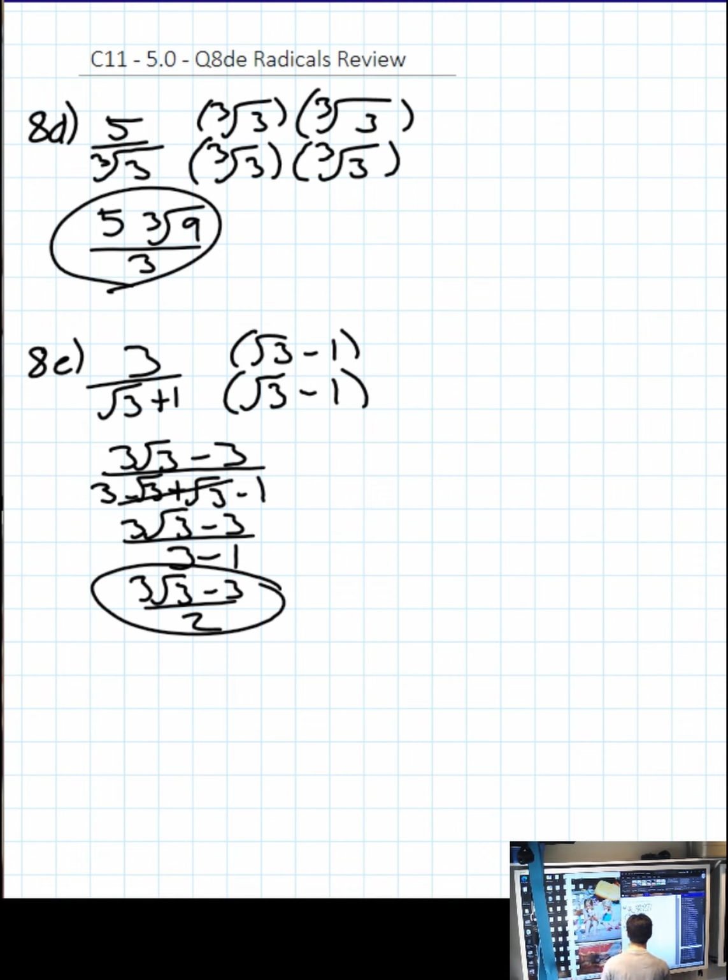Again, remember, feel free to check your answer by typing the question into the calculator, typing the answer into the calculator, making sure that they're the same decimal, or else you did something incorrect. Great.